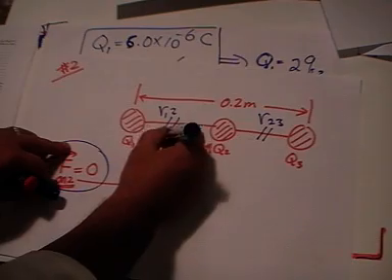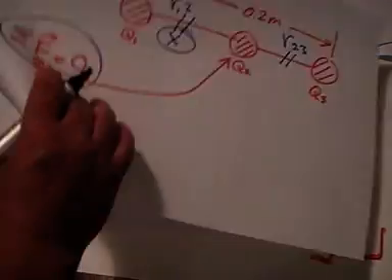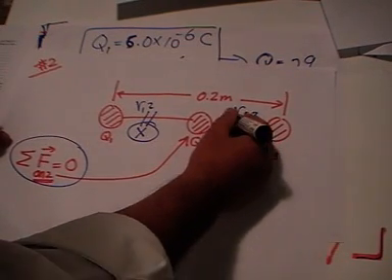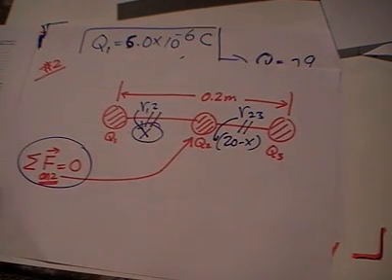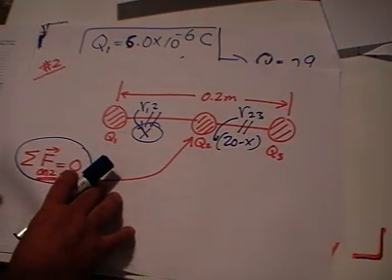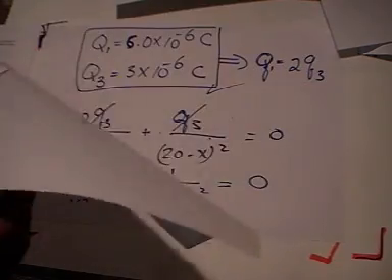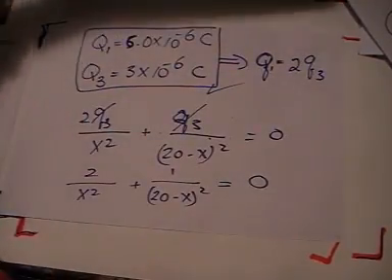This will be your x, and this will be, of course, 20 minus x. So R23 will be 20 minus x, and R12 will be simply the value of x after you solve the equation, the quadratic equation, because this is going to be a quadratic equation. All right, let's move on.